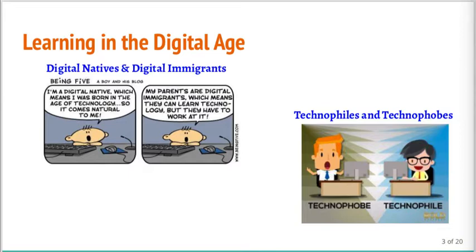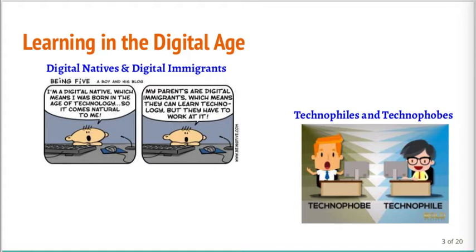Then, coming to the concepts in learning in the digital age: technophiles and technophobes. We live in a society exquisitely dependent on science and technology, in which hardly anyone knows anything about science and technology. The technophile likes and enjoys technology and modern machines. The technophobe fears or dislikes advanced technology. Both kinds of people are there in society.